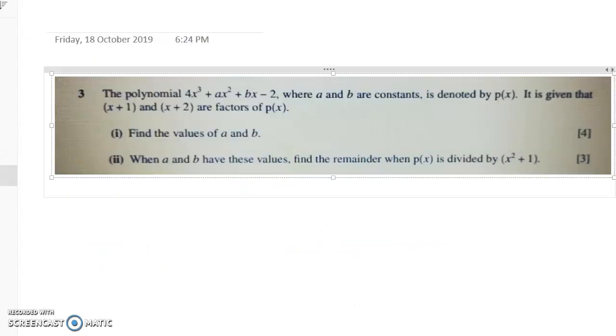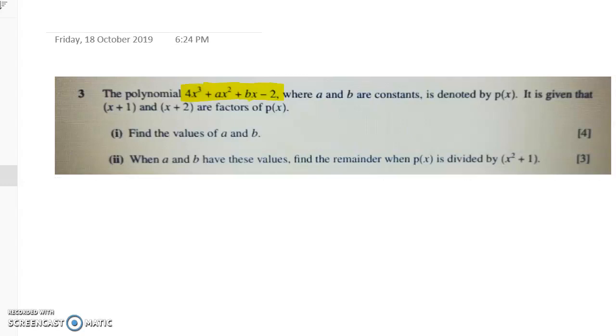So we're given a polynomial and we've got a couple of things that are missing, a couple of coefficients that we have to work out. So here's the polynomial and we're told that x plus 1 and x plus 2 are factors of p of x. So as soon as we see that, we know that this problem's not going to be too bad because we've got two missing bits of information here. We're missing a and we're missing b, but we've got two factors.